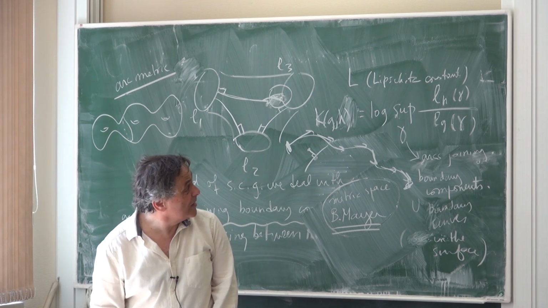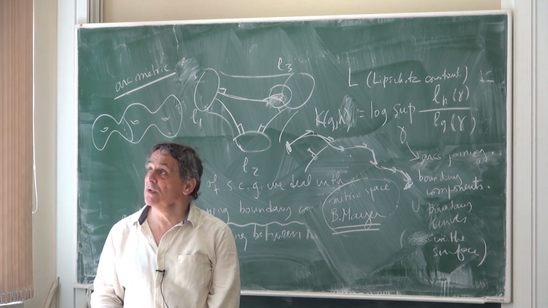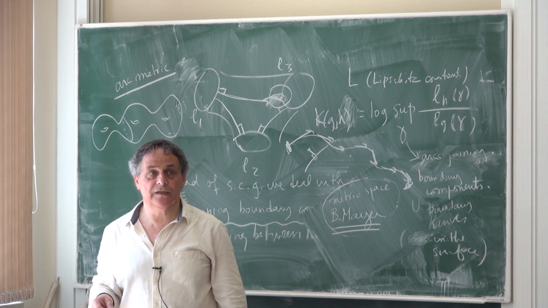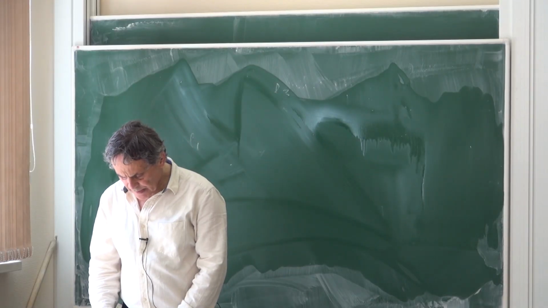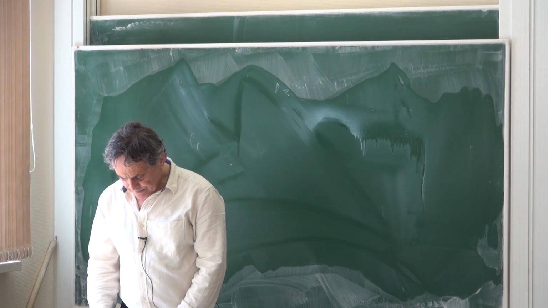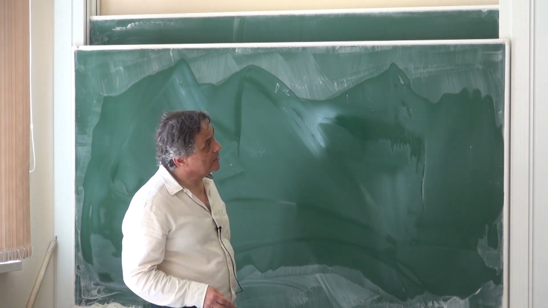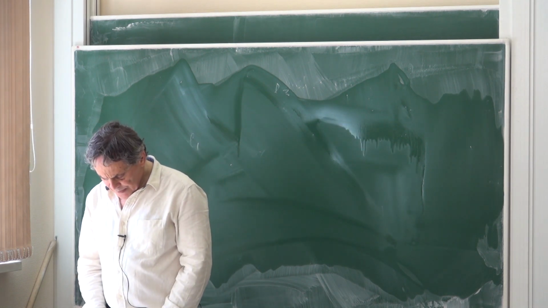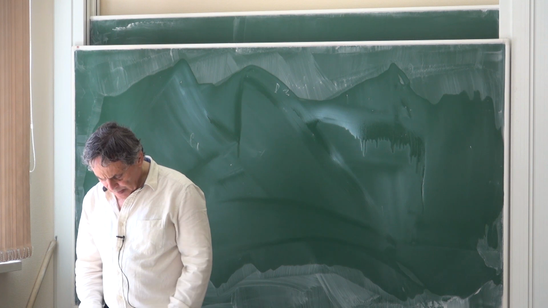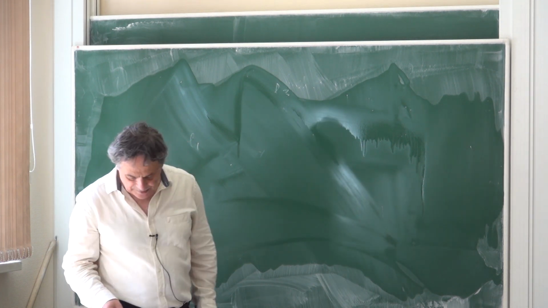So for number 3 and 4, maybe we do them after the break. Now I want to talk about number 3. And this is the action of the mapping class group relative to this metric. So I want to tell you what are the things we can say about this.